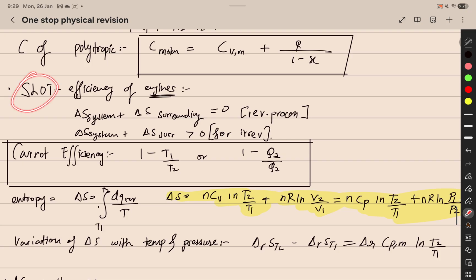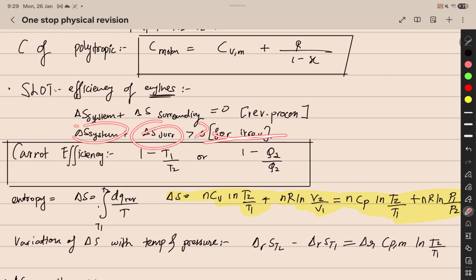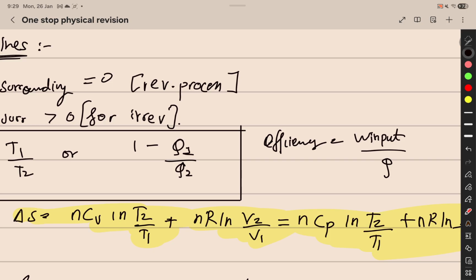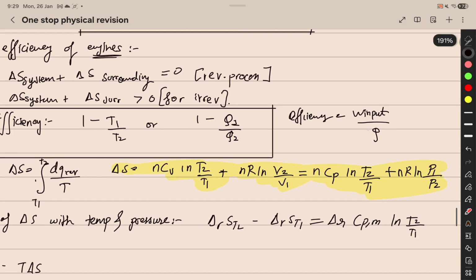The second law of thermodynamics talks about the efficiency of engines. Delta S system plus delta S surroundings is equal to 0 for a reversible process. Delta S system plus delta S surroundings is greater than 0 for an irreversible process. Carnot efficiency is 1 minus T1 by T2, or 1 minus Q1 by Q2. We can also say efficiency is equal to work output divided by Q.